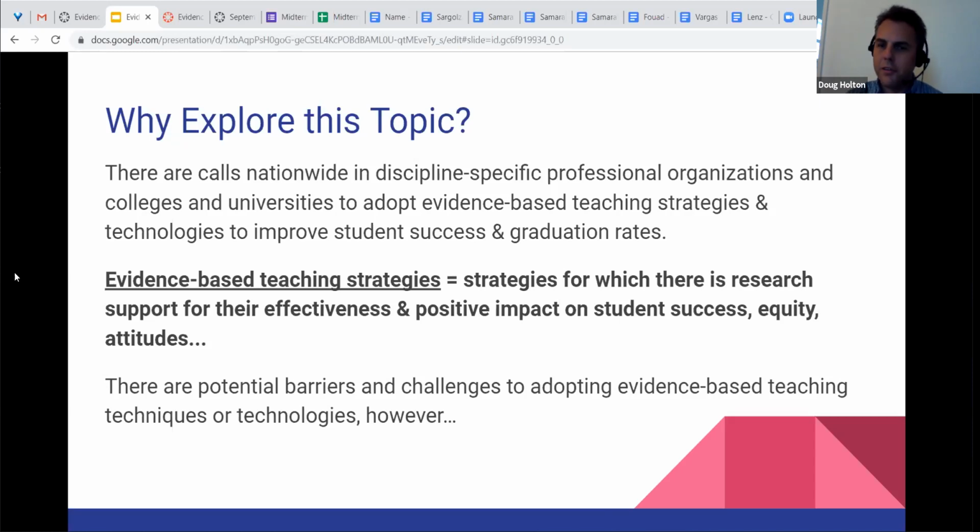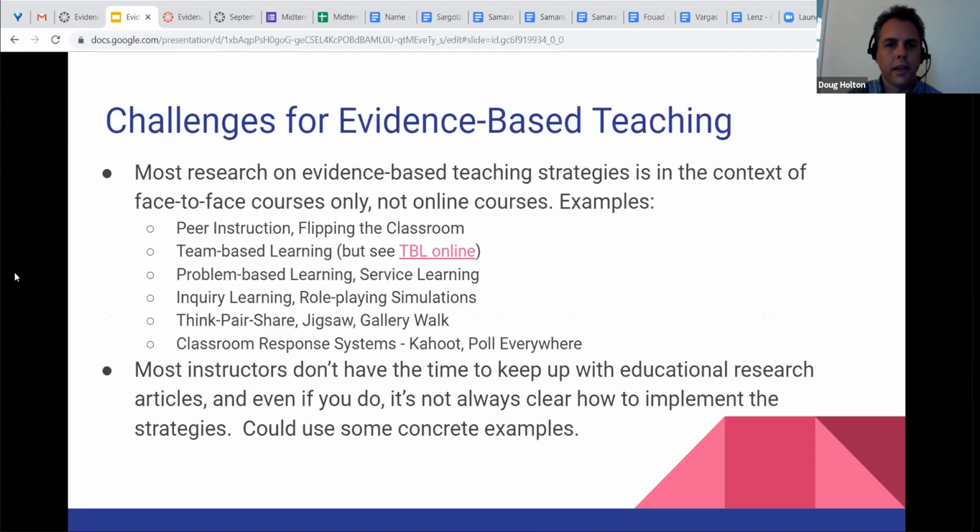But we've run into a lot of challenges trying to adopt these, which I can summarize real quickly. One is that I've learned a lot about different evidence-based strategies at Embry-Riddle, but most of them are designed for face-to-face classes. Some of these you may have heard of or even used in your classes, like peer instruction or flipping the classroom.